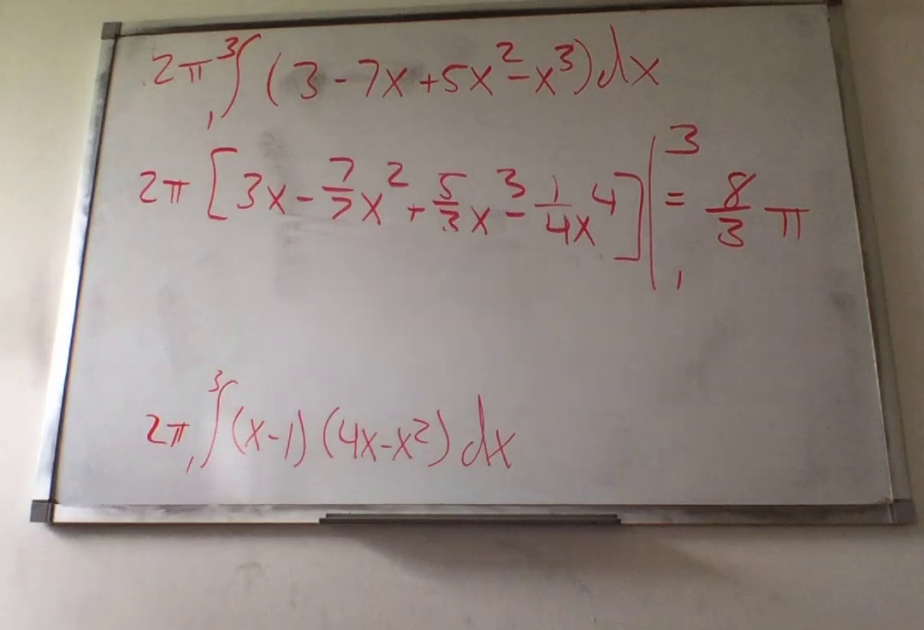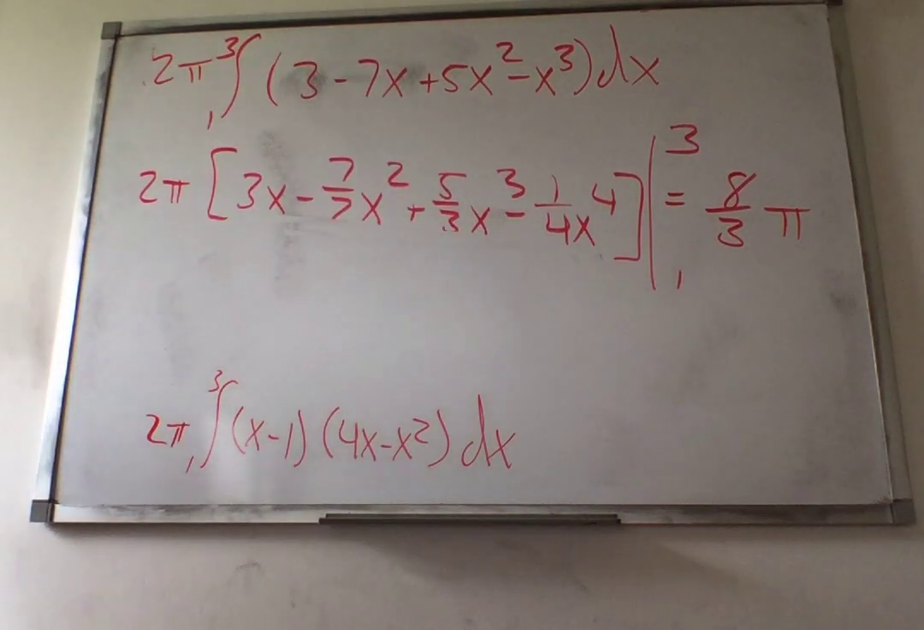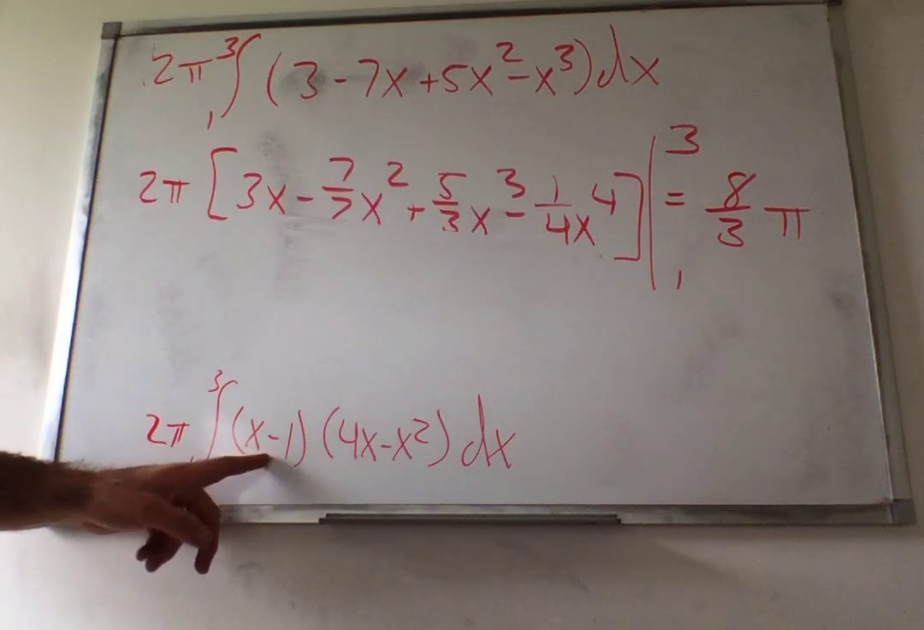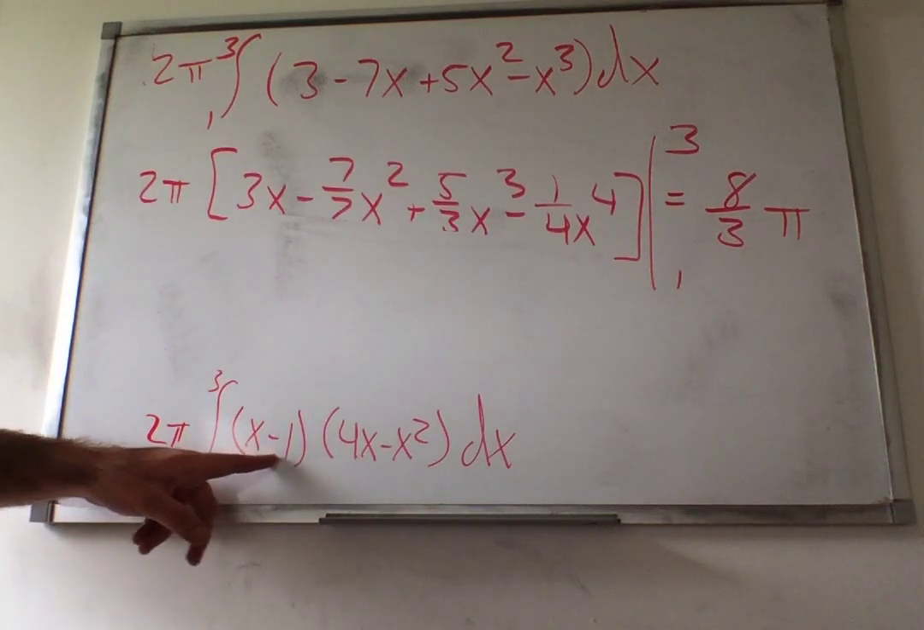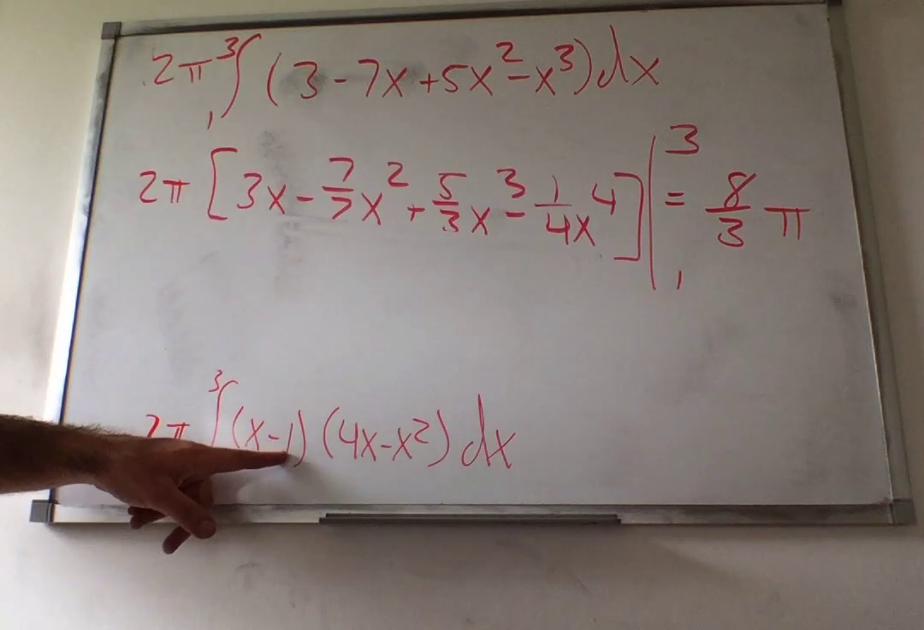So when you're revolving around a different line, what you have to do is take into account this shift. That's all this is doing, is shifting the graph. Where is it shifting it to? It's centering it at 1.